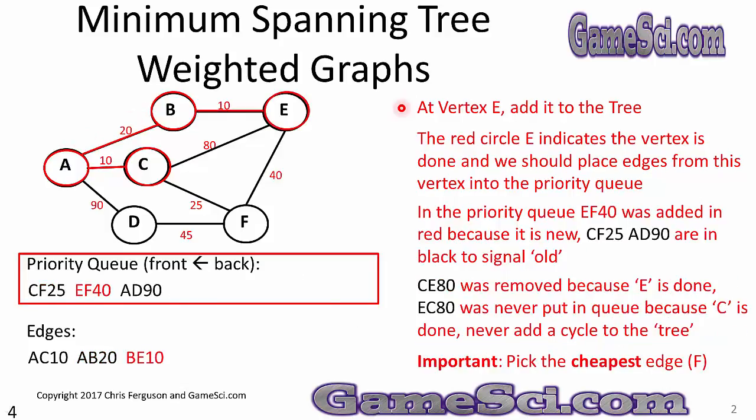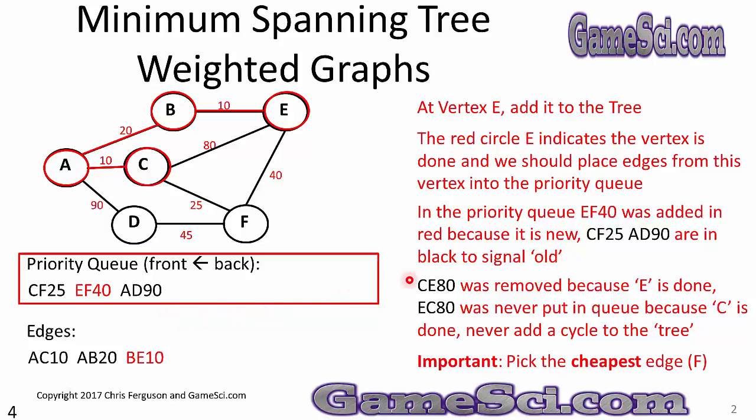Add vertex E to the tree. The red circle indicates this vertex is done and we should place edges from this vertex into the priority queue. In the priority queue, EF40 was added in red because it is a new edge. CF25 and AD90 are in black to signal they are older edges that already existed in the queue.